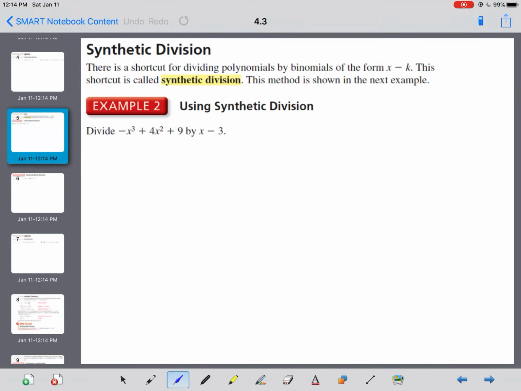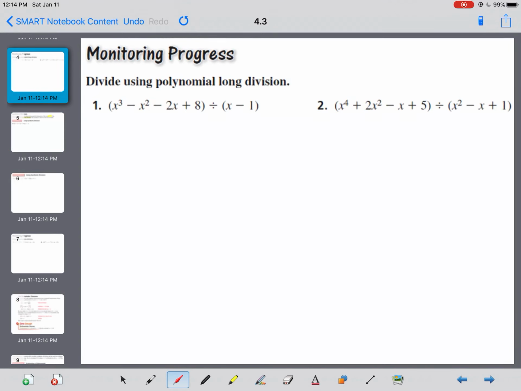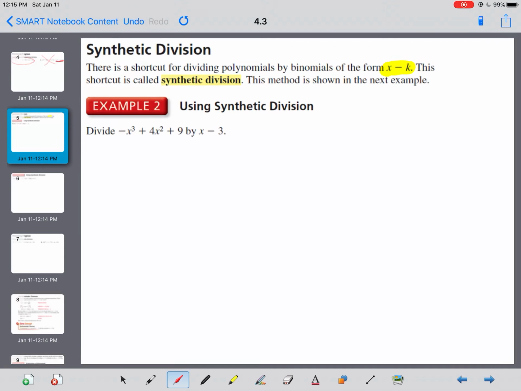Now, it doesn't work for every long division, okay? But there is a shortcut for dividing polynomials by a binomial, a two-parter. So this wouldn't work, for instance, if we look at our examples that we did in our last video. It would work for number 1, but it wouldn't work for number 2 because this is not a binomial, it's a trinomial, okay? So if it's being divided by a binomial, you can do what's called synthetic division, and it's a little bit of a shortcut, okay?